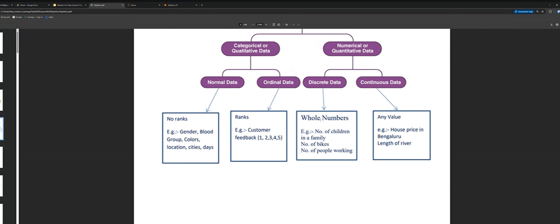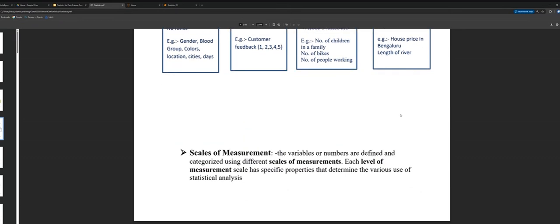Discrete is whole numbers, like number of children in a family, number of people, number of students in a class. Continuous data could be any value, like house price in Bengaluru or length of river. It could be 10 kilometer, 12 kilometer, any value. It should be continuous. So these are the terminology you should be remembering.